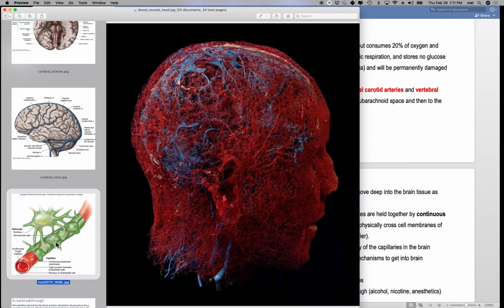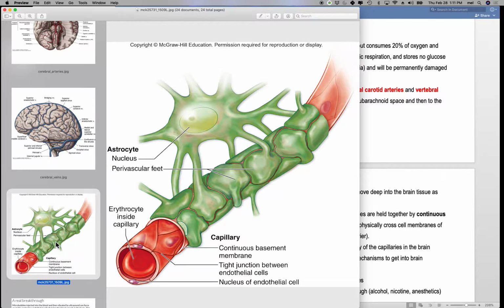Okay, so if you look at one of those capillaries, it has what we call a blood-brain barrier. And the blood-brain barrier is really 2 things. It's both an anatomical barrier and a physiological barrier. So what I want you guys to be, you guys are all neurons in the gray matter, and you're very, very important.